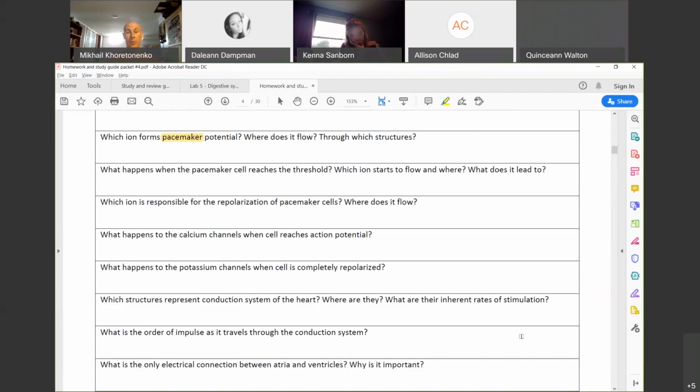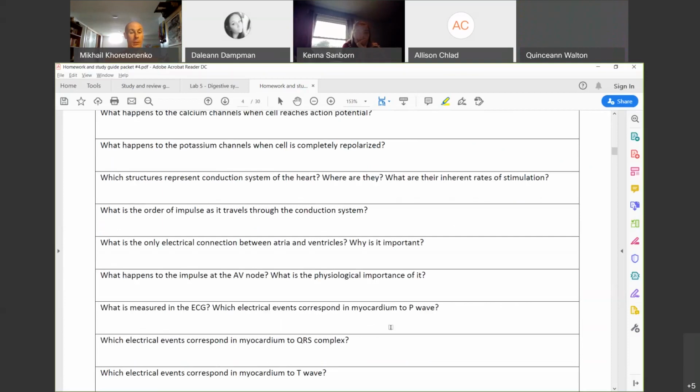If atria and ventricles were connected by gap junctions, then there would be no directed electrical signal transmission from atria to ventricles, and they would contract altogether. So at the AV node, the impulse is delayed. The physiological importance, as we already said, is to make sure that atria contract first and ventricles contract second.